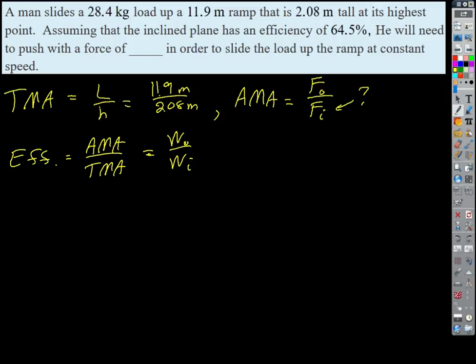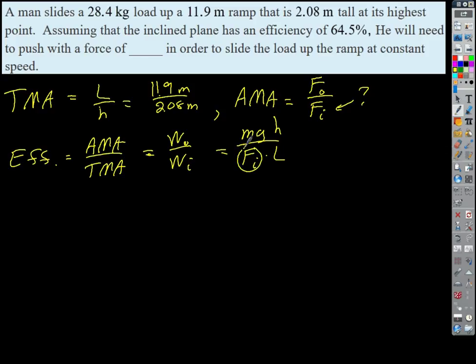And output work would just be what's being accomplished. So it's going to be lifting it up, right? So weight times height. Okay, so output work, we'll use this one, this will probably be a little bit easier. So output work is going to be weight, which is mg, times how far that weight is moved vertically, so times height. Input work is going to be the length of the ramp times input force. Good, so input force times L. And that's our unknown, right?